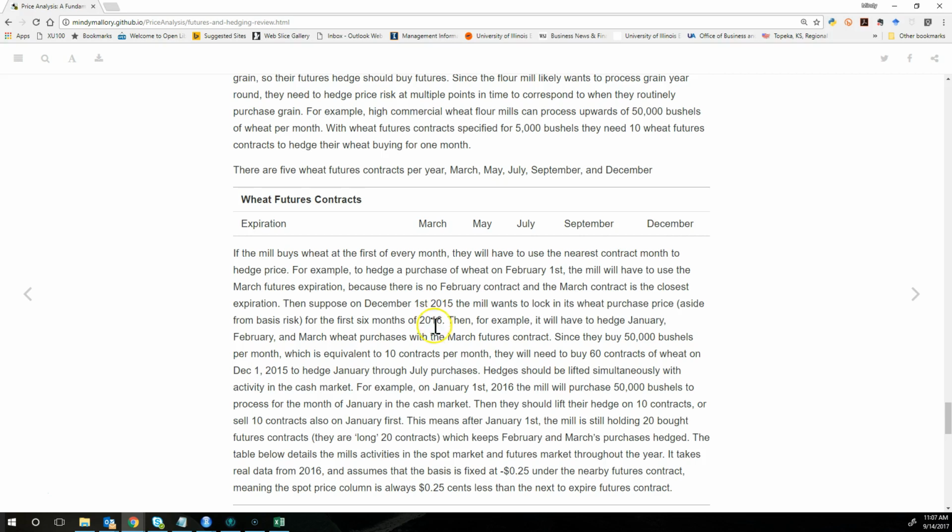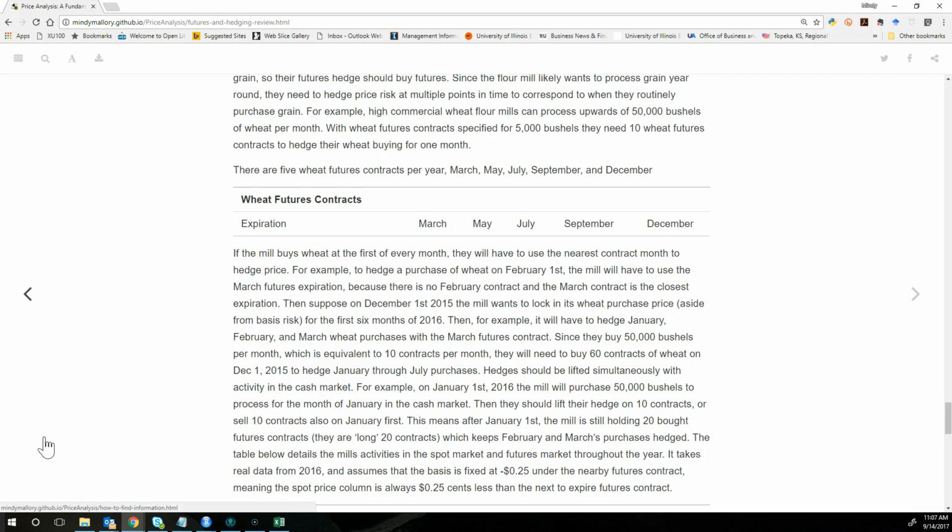And then when they make their first purchase on January 1st, they're going to remove 10 of those March futures contracts because they will be executing their cash activity of 50,000 bushels worth, which is 10 contracts worth in the futures market. So they'll lift their hedge on 10 of the March contracts. And that will be the case each month when they make their actual purchase in the cash market.